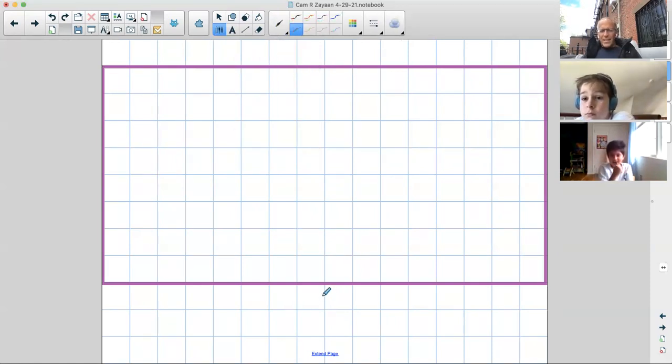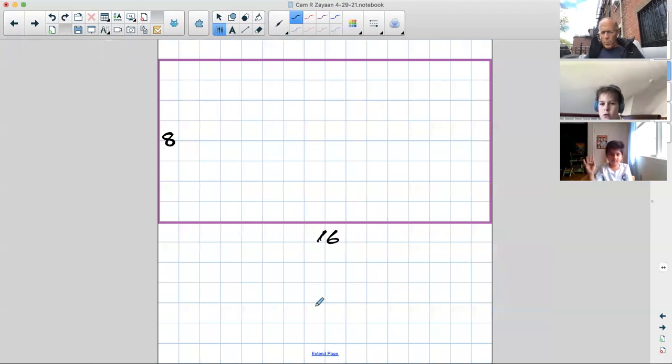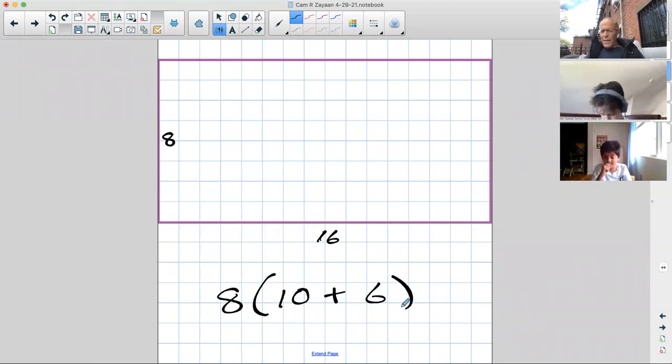Because it is a 16 by 8 rectangle. Now, you know me, I love multiplication. So we're gonna do 8 times 16. And do you remember the way I like to break up 16 into 10 and 6?